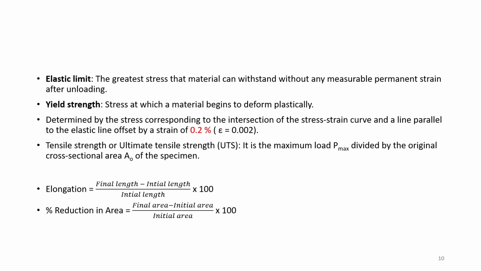Okay, so next you have the elastic limit. It is the greatest stress that a material can withstand without any measurable permanent strain after unloading. And yield strength is the stress at which a material begins to deform plastically. It is determined by the stress corresponding to the intersection of the stress-strain curve and a line parallel to the elastic line, offset by a strain of 0.2%.